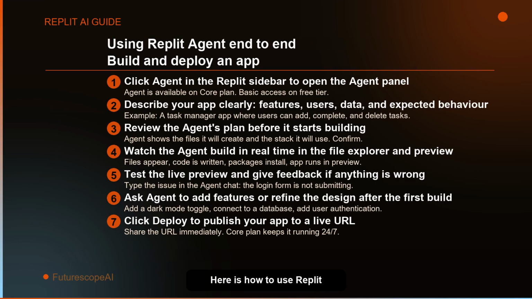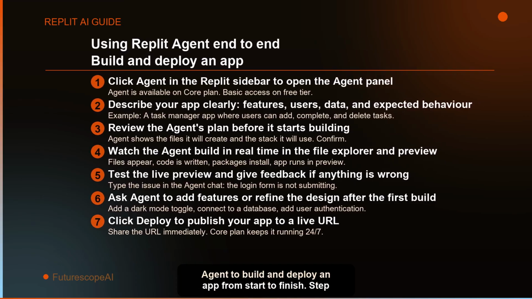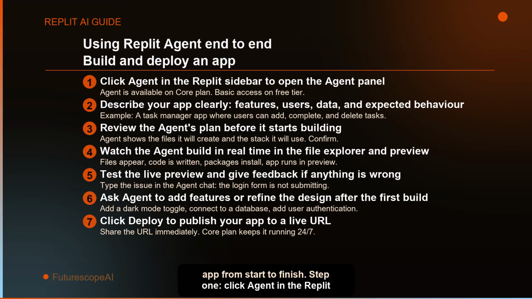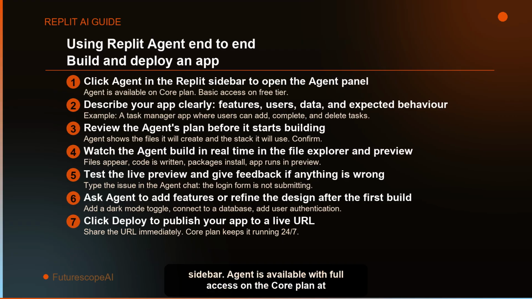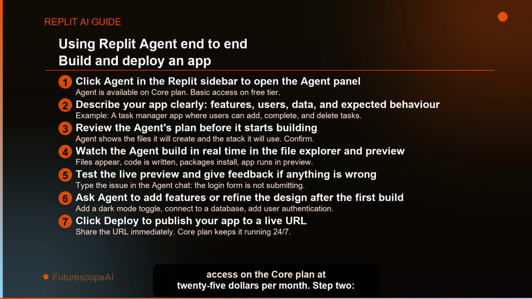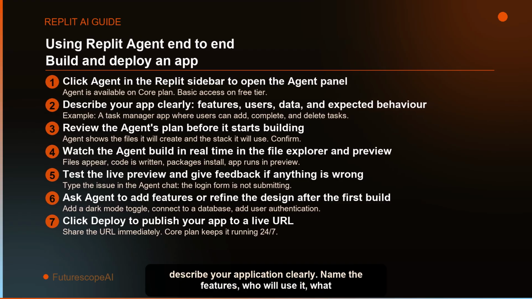Here is how to use Replit Agent to build and deploy an app from start to finish. Step 1. Click Agent in the Replit sidebar. Agent is available with full access on the core plan at $25 per month. Step 2. Describe your application clearly. Name the features, who will use it, what data it stores, and how the interactions work. The more specific your description, the closer the first build is to what you need.